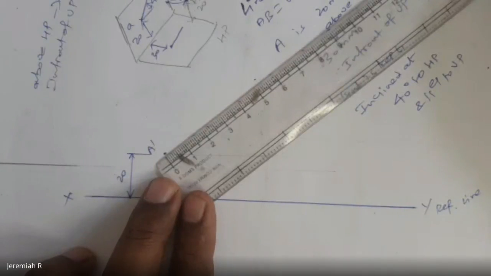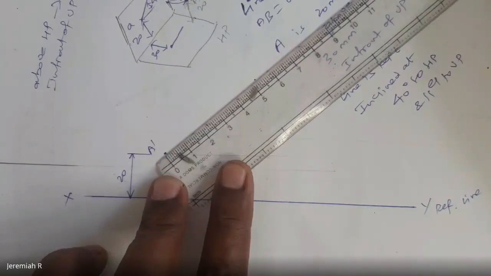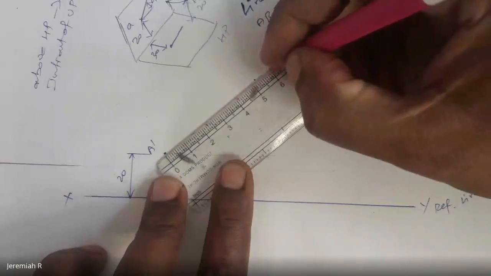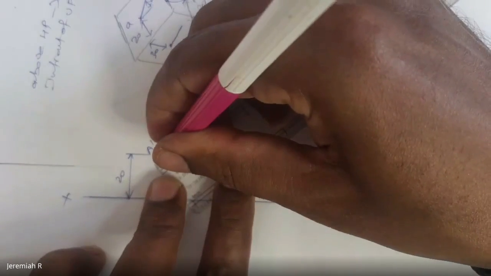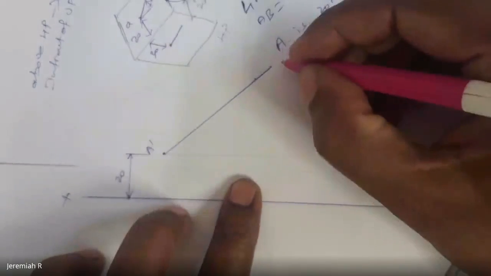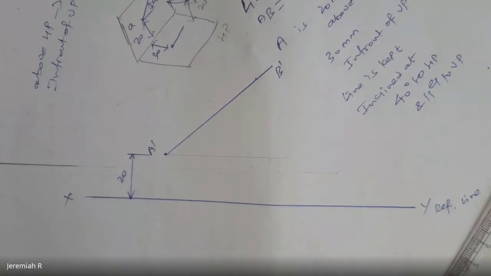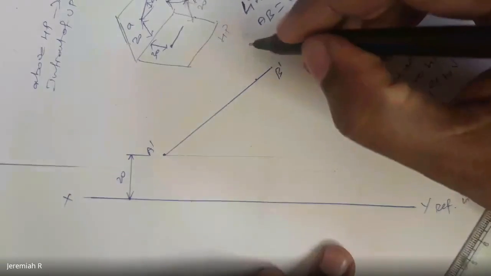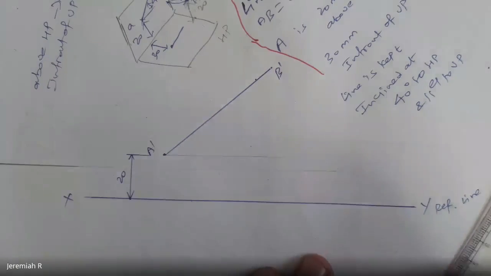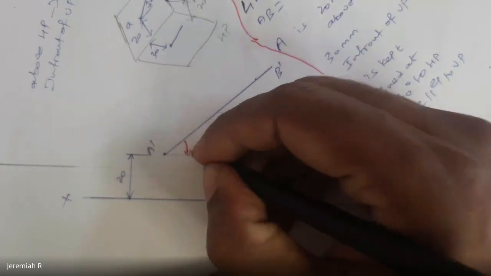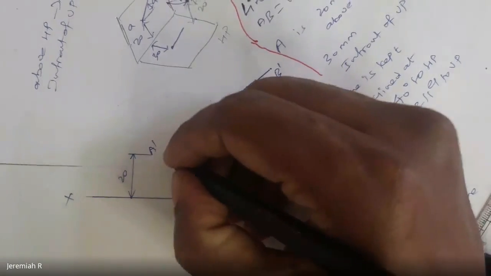So through that particular point, this A dash, and through the inclined angle of 40 degrees, locate 60 mm. So this is B dash. You have to mention the angle also. This is 40 degrees. So this is what you get in the front view.